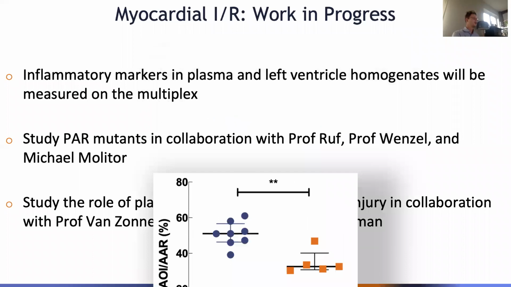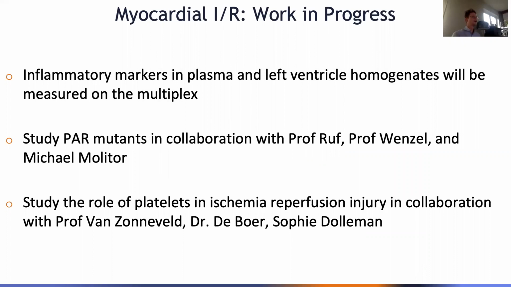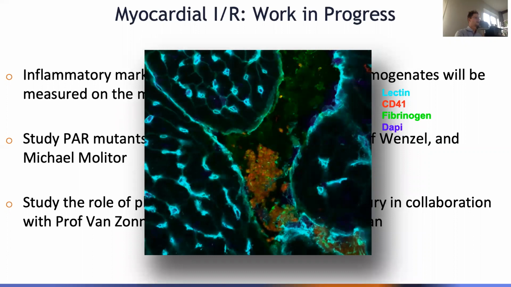Of course, also in this model, we cannot rule out platelets. So for that, we have a collaboration with Professor Antonin van Zonneveld, Dr. Hattie de Boer, and their PhD student Sophie Doleman, where we look at the contribution of platelets. This is just one of the figures that we took, where you nicely see endothelial cells in blue, fibrinogen in green, and platelets in red, and you nicely see here a platelet plug. But I cannot show you, unfortunately, more data at this moment.